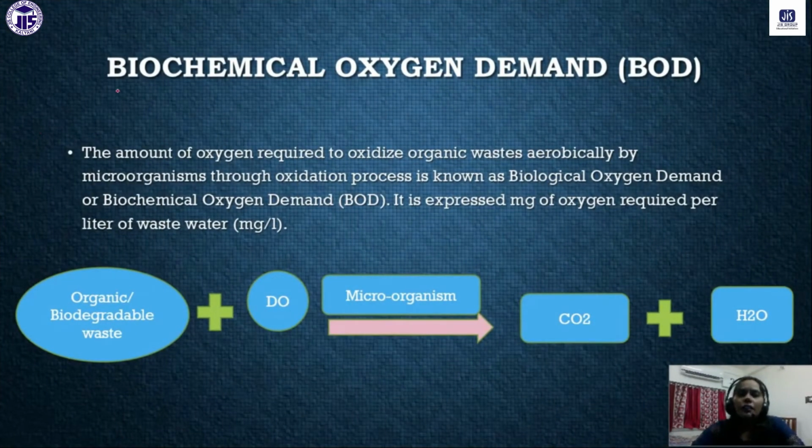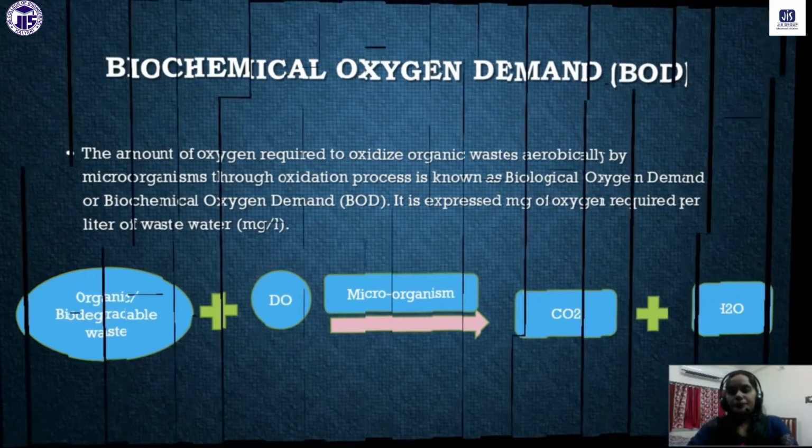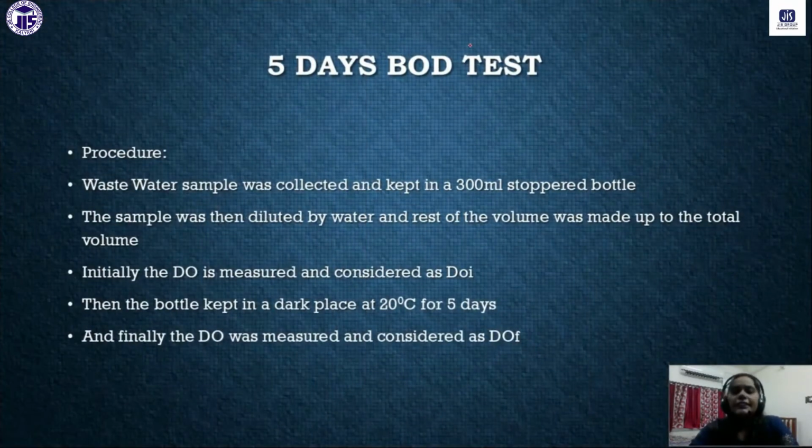Just see at a glance, as we are still discussing the BOD, don't forget this reaction. BOD is generally the amount of oxygen required to decompose biodegradable waste. Organic or biodegradable waste, with the help of dissolved oxygen and microorganisms, converts into carbon dioxide and H2O. For this reaction, whatever dissolved oxygen we require is actually the amount of BOD. You already knew that, but still I'm repeating.